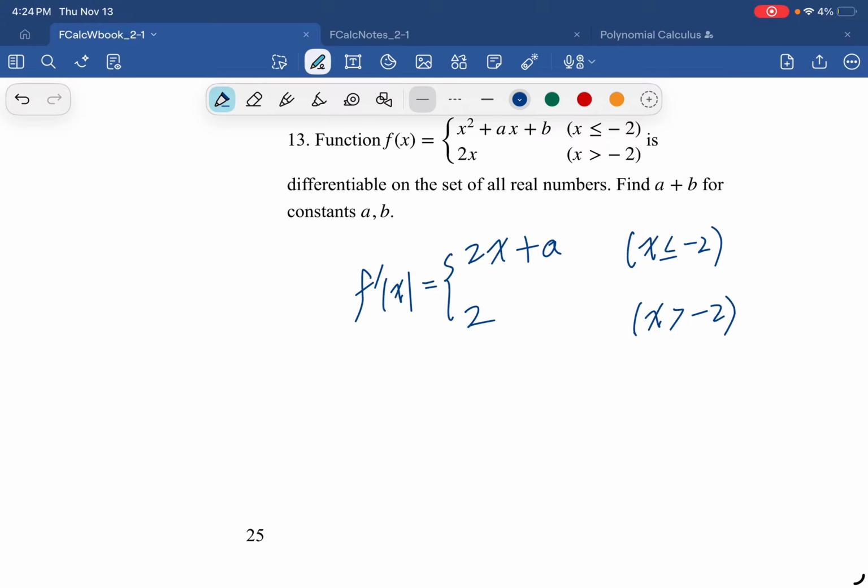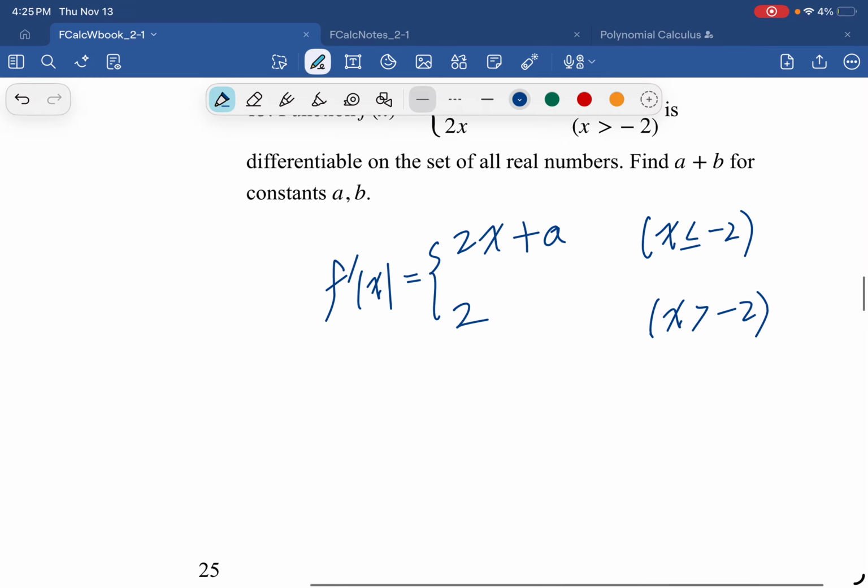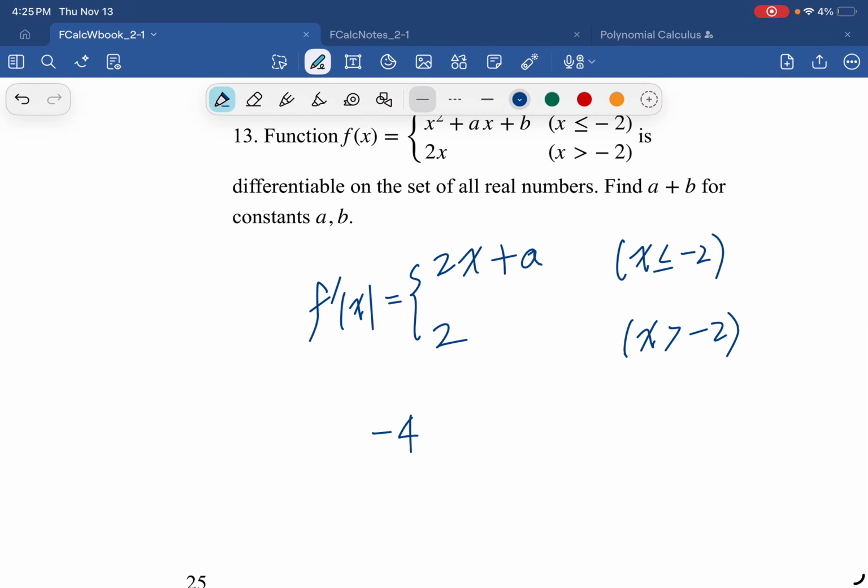Okay, so now f prime of -2. In order for the function to be differentiable, the left hand and right hand limit, so the left hand differential coefficient and the right hand differential coefficient, have to be equal to each other. So on the left hand side, we are going to plug in -2 and get -4 plus a. And on the right hand side, it's always going to be 2. So therefore, a equals 6.